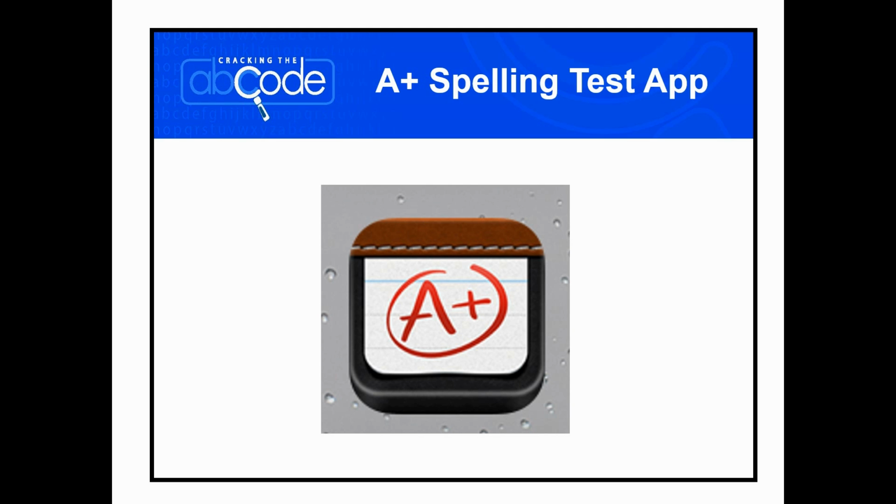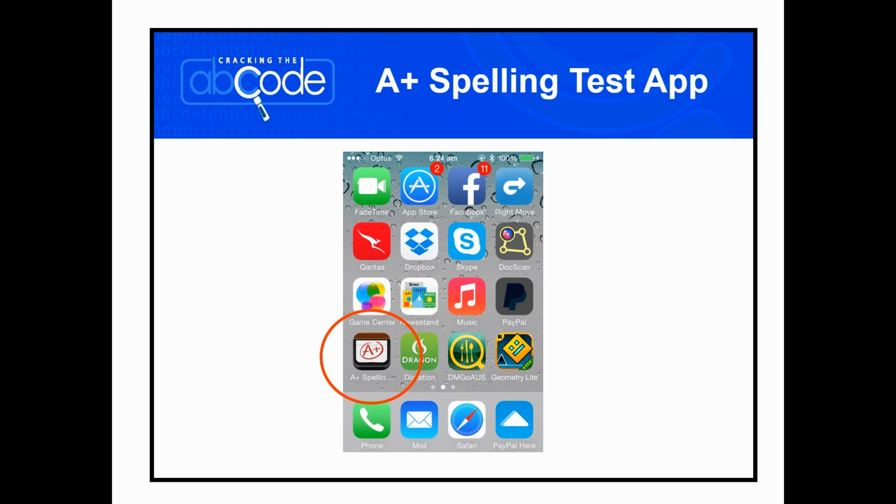I currently use A+ Spelling Test as it is a free app. However, I have found many of the spelling apps have similar features, so the modifications I am suggesting can be applied to most spelling apps. Step 1 is to have the parent load the A+ Spelling Test app onto an iPad or iPhone. Then go ahead and open the app.